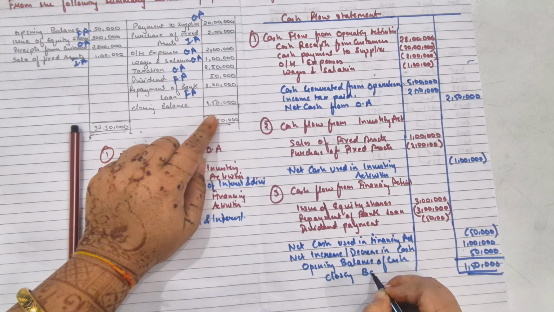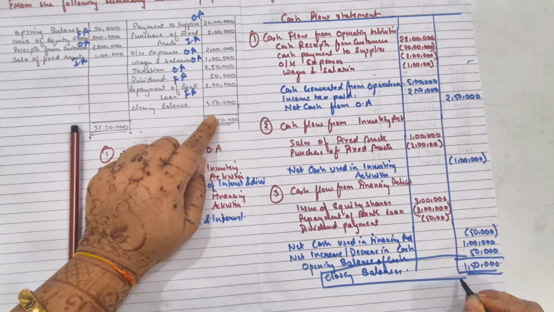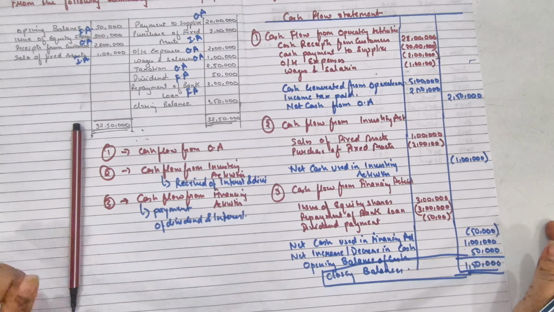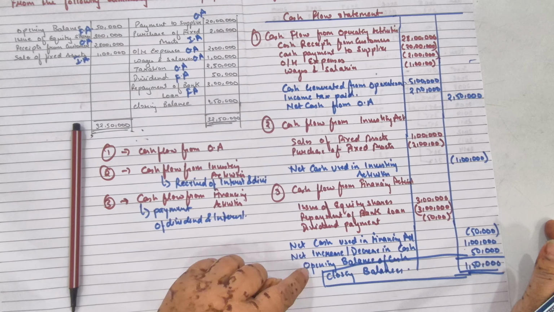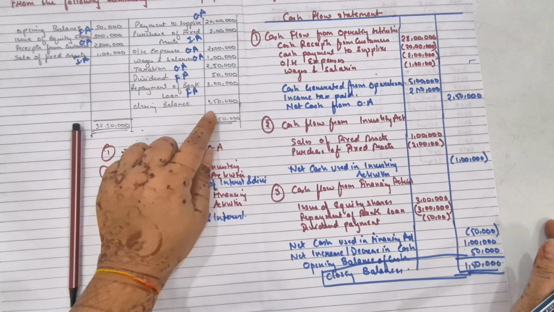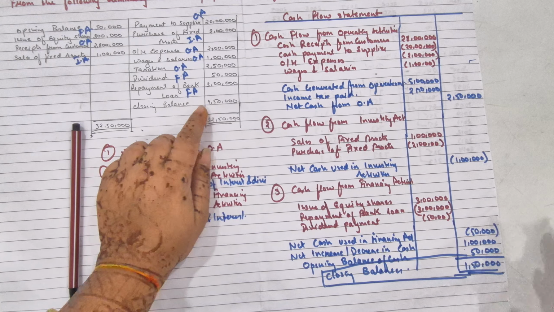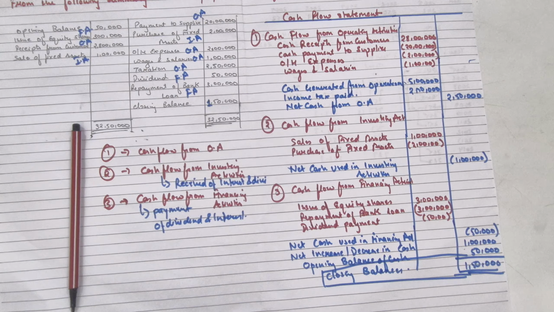Understood? What is the benefit of the cash flow statement? This is the major benefit, because in our question itself we have the answer. After adding the net increase or decrease to the opening balance, you must get the closing balance. Then your answer is perfectly correct. If something is wrong, then you would not get this 1,50,000. I hope I am clear with this.